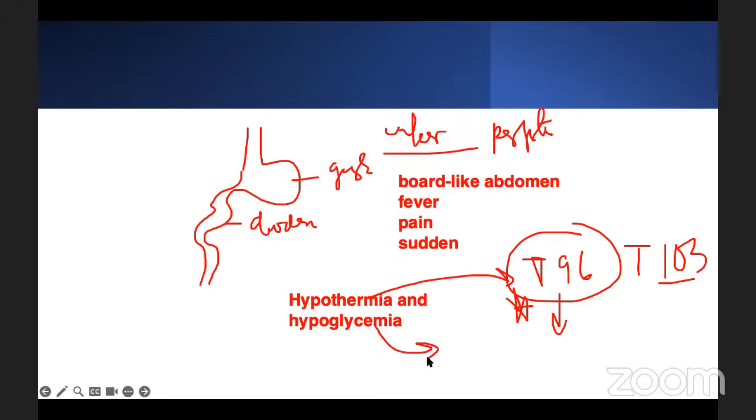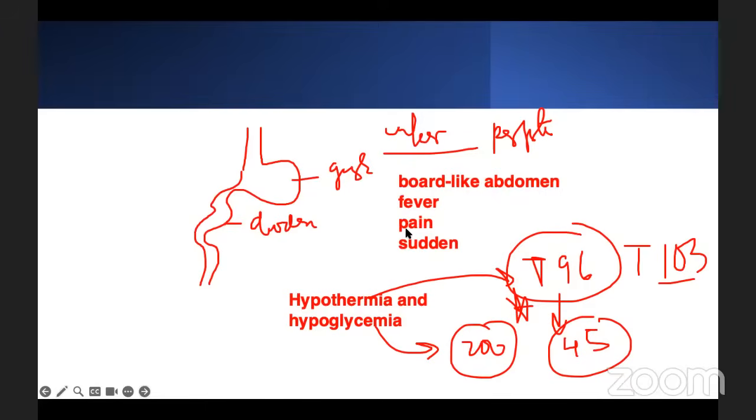Same thing, hypoglycemia, sugar of 200. I don't care about you. I care about somebody's sugar of 45. Finger stick of 45 is more dangerous than finger stick of 200. So that's the way you go about it.